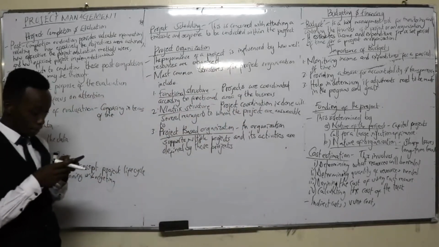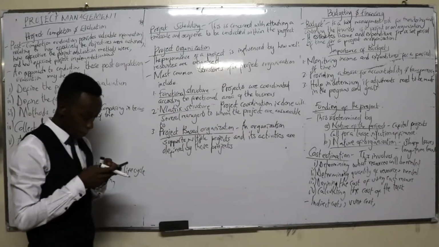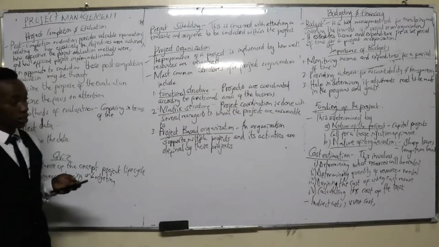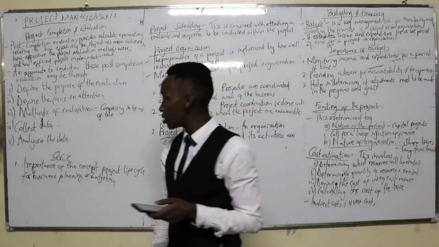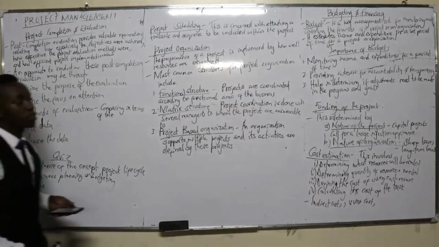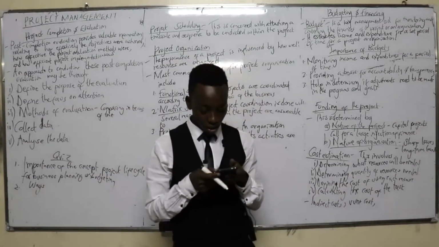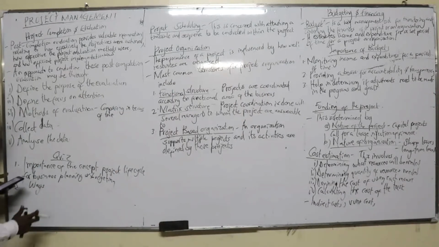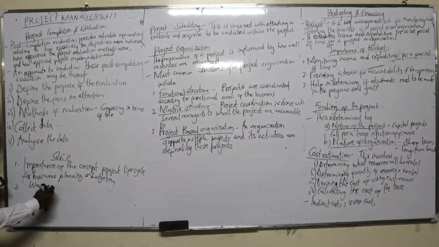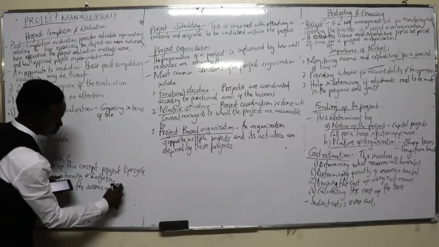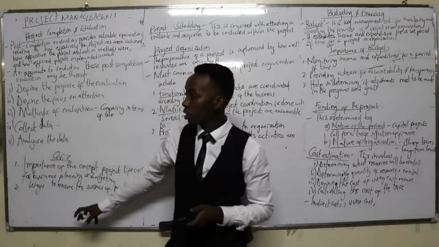Also, another question. Discuss five ways in which a project manager would ensure the success of a project. So this one is, in other words, asking you ways to overcome the reasons why projects fail.